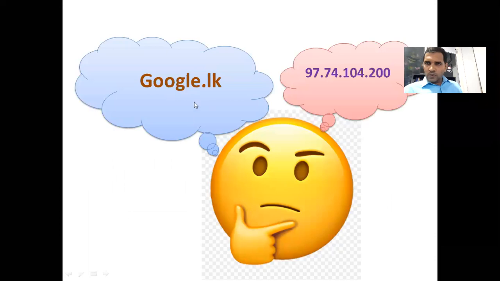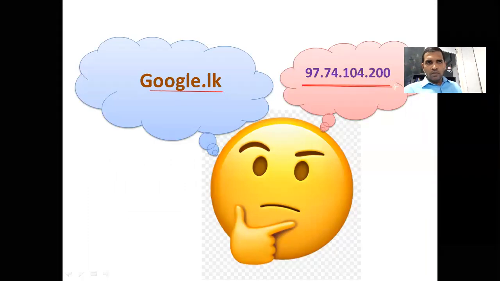So look here. Remembering google.lk is always easier than remembering this IP address. Assume this is the IP address of the Google server. This is the domain name. So we always remember google.lk, but none of us remembers this 97.74.104.200, right? So this is the idea behind domain name. Okay. So now I realize that you all can understand domain names and the reason for using that in English format. Okay, right.